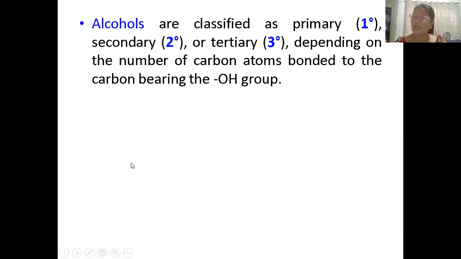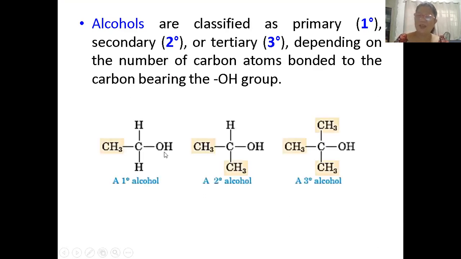So, alcohols can be classified, and not only alcohols but even amines. Alcohols can be classified as primary, secondary, and tertiary. How will you know? It will depend on the carbon atoms bonded to the carbon bearing the OH. Look at the carbon atom where your OH is connected. This is a primary alcohol: how many carbons are connected to it? Just one.